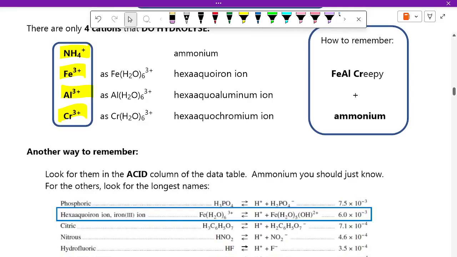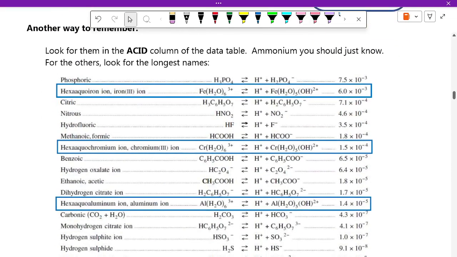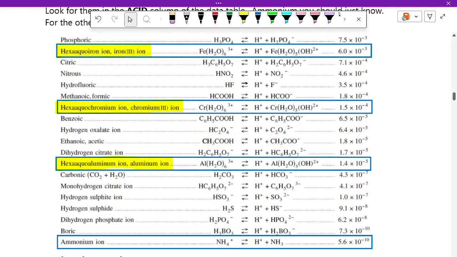Another way to remember, if you cannot remember Phe creepy, is you go on your acid table and you look for the longest names possible. Okay? And you're like, whoa, those names are long. Look at that long name here. Hexaaquo-iron ion, hexaaquochromium ion, hexaaquo-aluminum ion, and then you just kind of have to deal with the fact that there's ammonium. Okay? So you can also look here and you can say there's my positive charges. You can look for those positive charges. Okay?